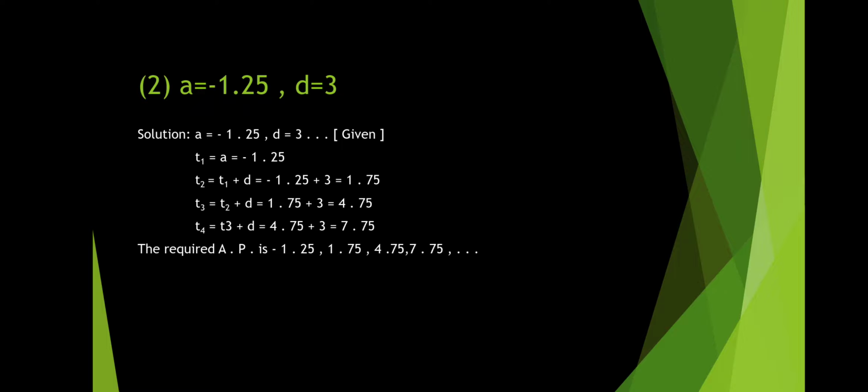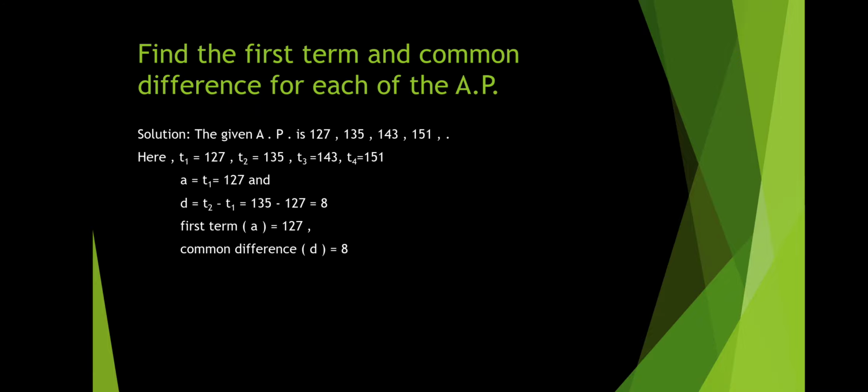Now what is the formula for T3? We know previous term plus common difference. The previous term is T2, and plus D. So T2 is 1.75 plus D is 3. D will remain the same everywhere. It will not change. Just your previous term will change. So if we calculate, we will get 4.75. T4 is equal to again T3 plus D. So the value of T3 is 4.75 plus 3, that is 7.75. So the required AP is minus 1.25, 1.75, 4.75, 7.75 and so on.